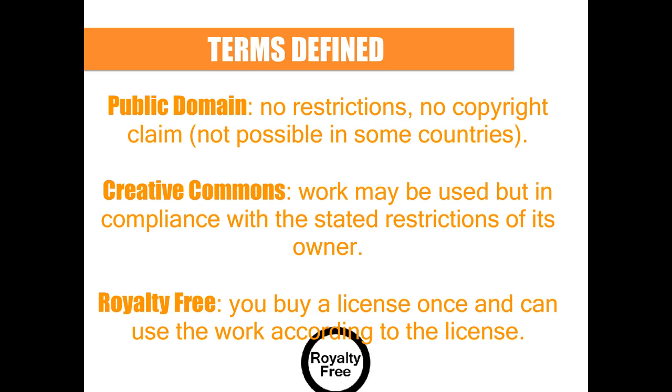Creative Commons basically is that you just have to comply with the stated restrictions of the owner. So what they're telling you, you can use it for. And many times, especially on YouTube, if there is a video or some other site, the owner will tell you what you can use it for. This is 100% free for personal use. If you want to use it for business, which all of you would probably fall under, you need to contact them for their terms. Or they'll say you cannot use this for business, or you can, but I need to get credit, or my logo or my contact information needs to be there if you use it. So they'll give you some parameters. Okay, and royalty free means that you buy a license once and you can use the work according to that license.